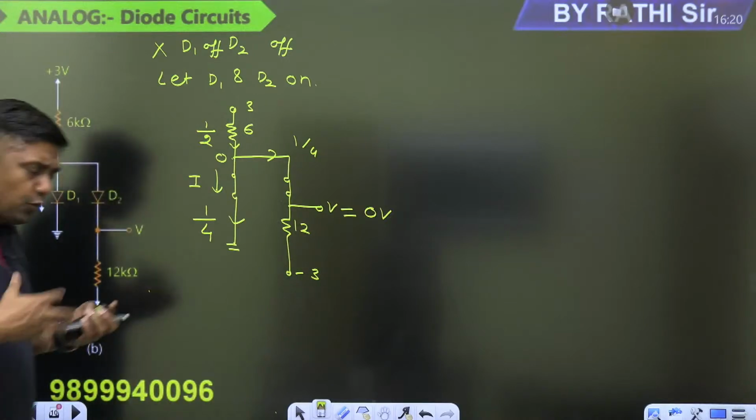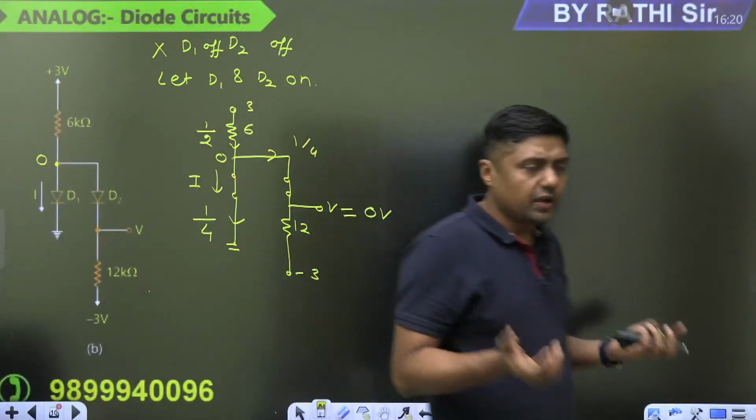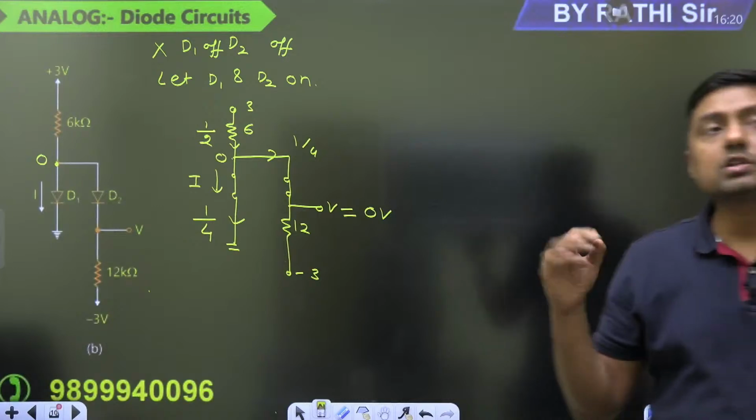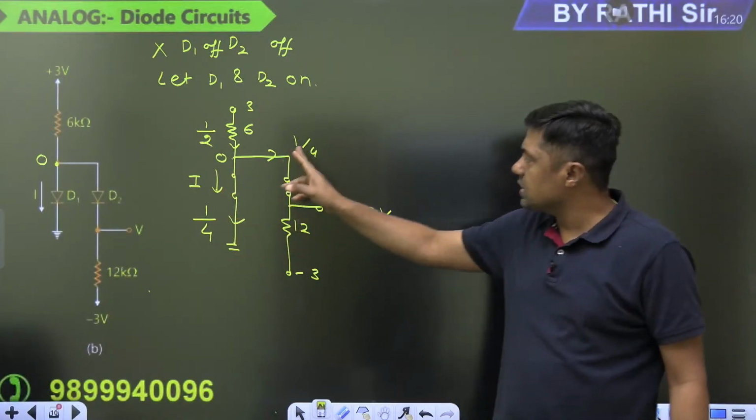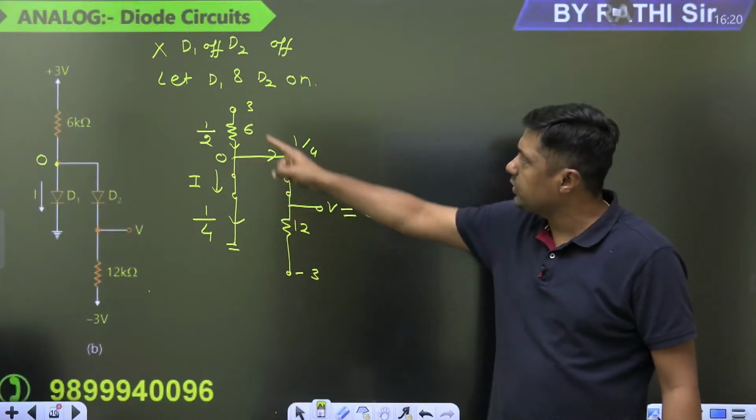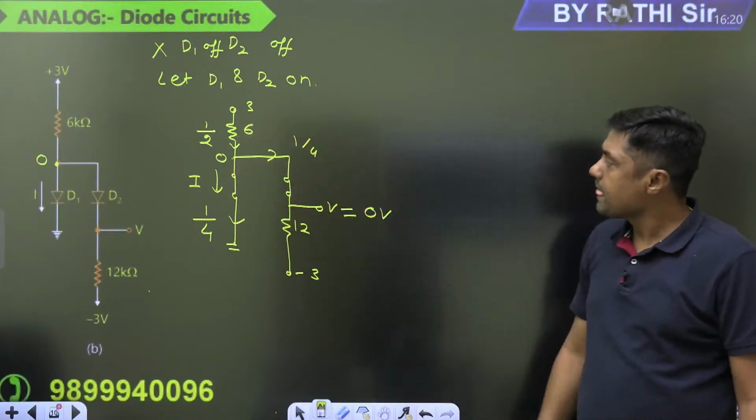So simply, if you are assuming that the diodes are on, remember you have to check the current, I. So current is positive. What is the current here? 1 by 2. What is the current here? 1 by 4, 1 by 4, and total current is 1 by 2. Finished. Is it clear?